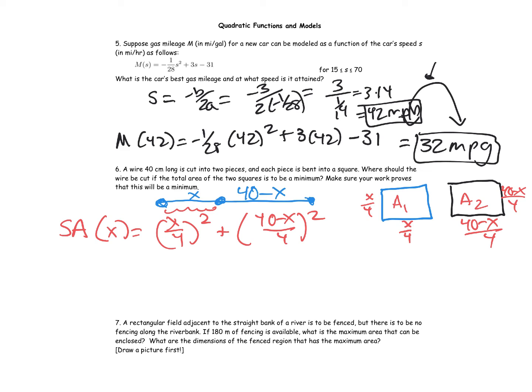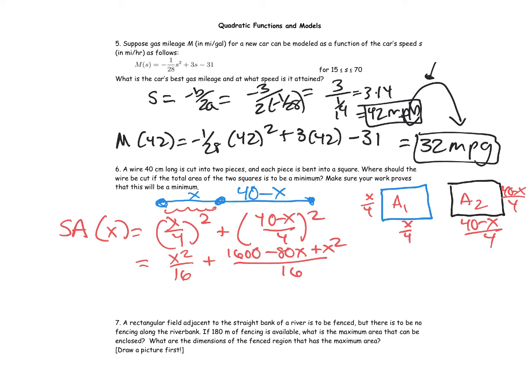And the hope is, since we're looking for a min, that a value, if you've done it correctly, should be positive, so it opens up and has a min. So just to make sure we're on the right track here, the mistake some people make is 40 minus x squared. You don't just square 40 and square x. Remember, you got to FOIL it out. So it's going to be 1600 minus 80x plus x squared all over 16.